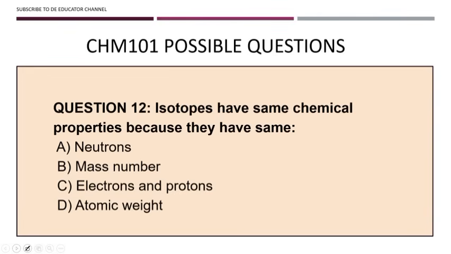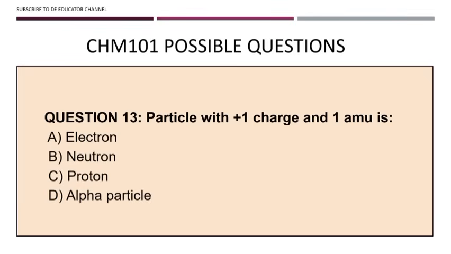Number 12, isotopes have the same chemical properties because when you hear chemical properties, what controls chemical property is electron. So the correct answer is C. Electron is what is responsible for the chemical properties, right? Number 13, particle with plus one charge and 1 atomic mass unit, that's the meaning of AMU, plus 1 charge, just go to proton. There's no need of thinking twice.